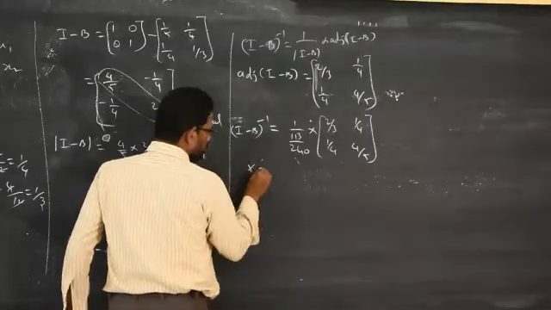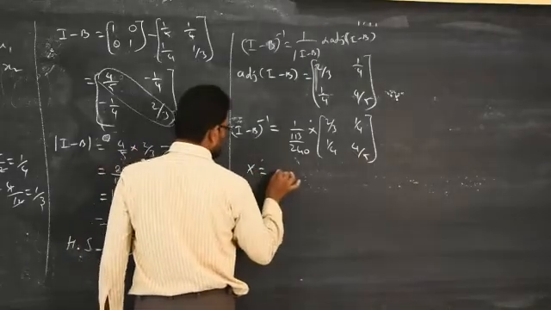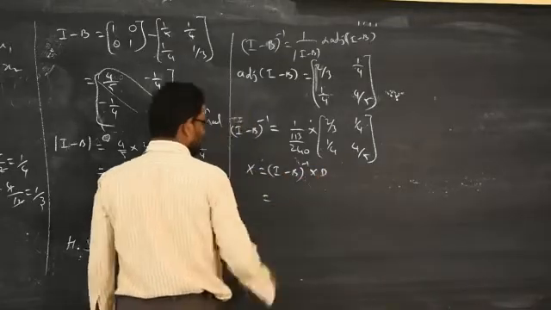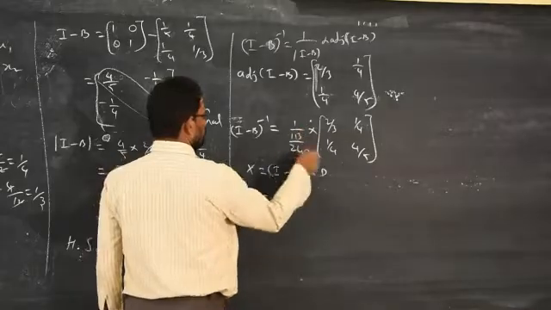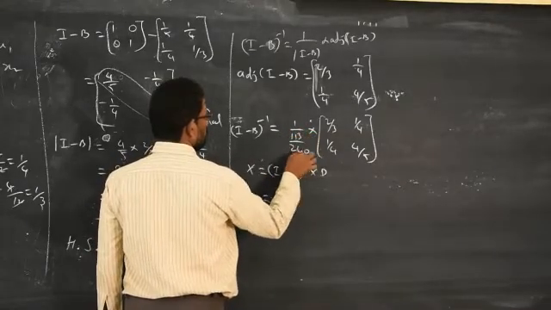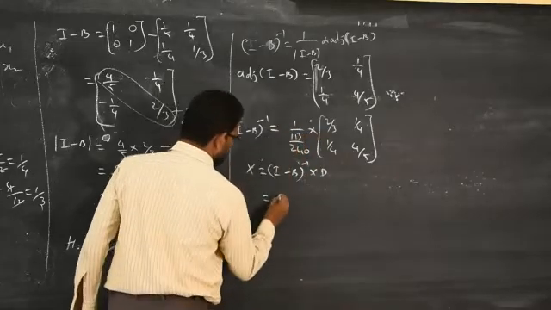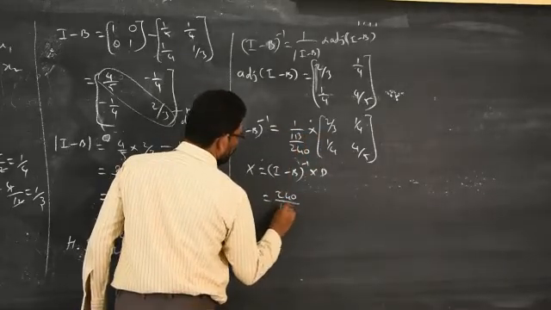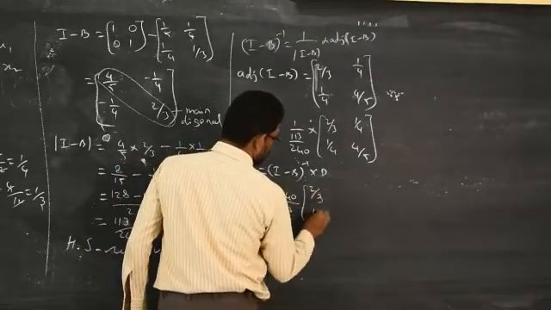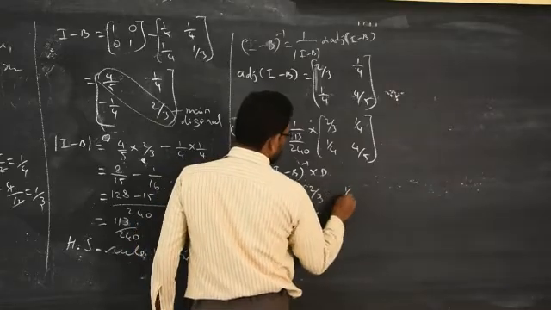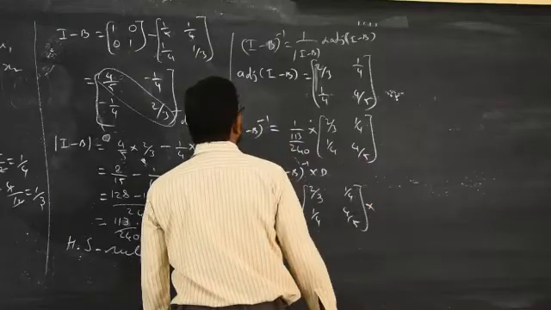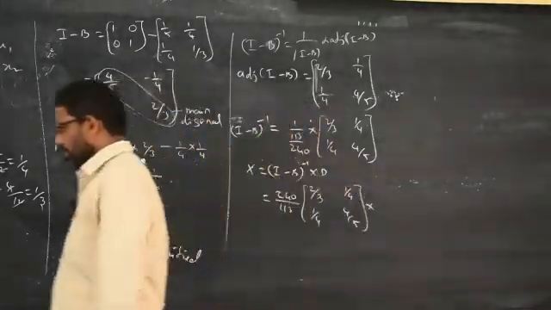Now I have to find X. X is equal to I minus B inverse into D. I told you already, when the denominator is in fractional format, you are supposed to take the reciprocal. The reciprocal of the denominator becomes 240 by 113. Then 2 by 3, 1 by 4, 1 by 4, 4 by 5 into the final demand. It is given, the final demand.